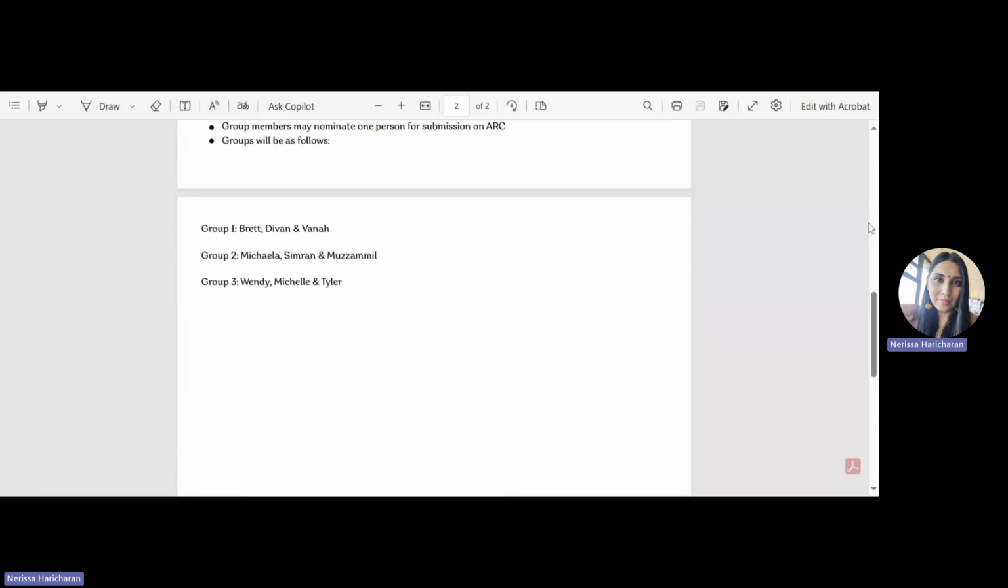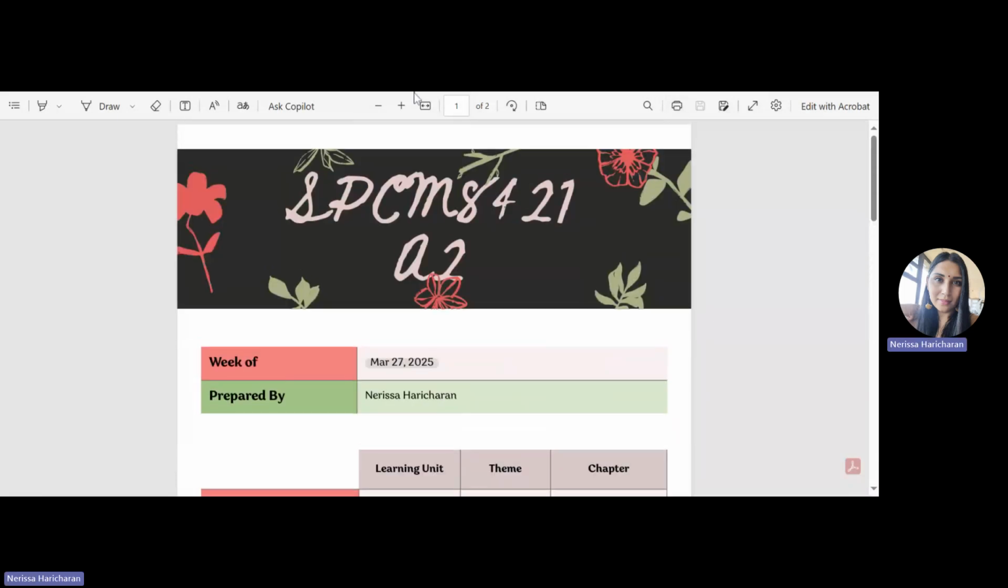Okay. Your groups are as follows. Group 1, Brett, Divan, and Vana. Group 2, Michaela, Simran, and Muzammil. Group 3, Wendy, Michelle, and Tyler. Okay. So that's where we're at with the PACER. I will share this post session so you have full view and clarity on it.